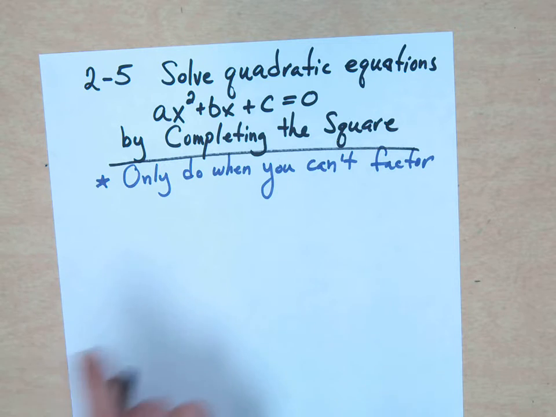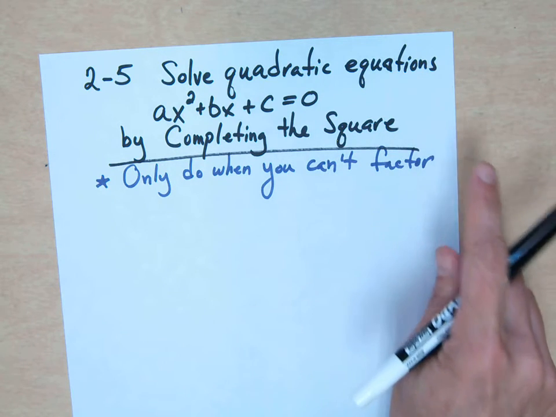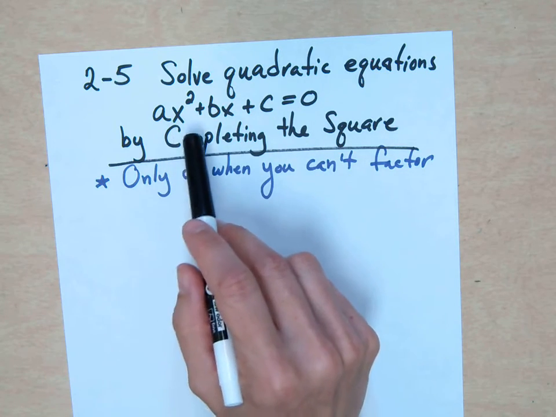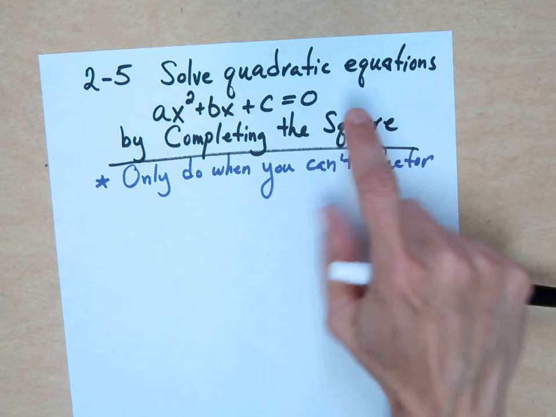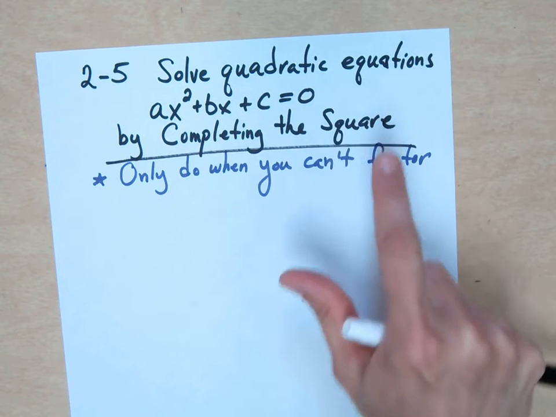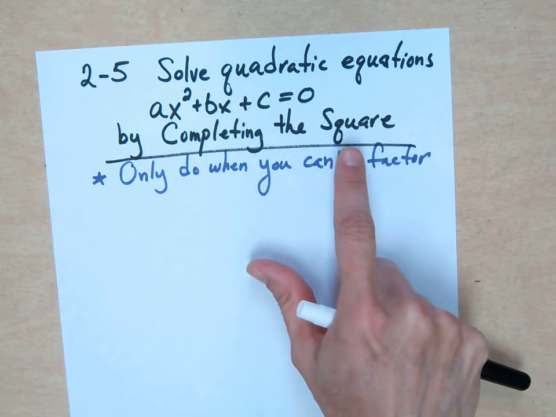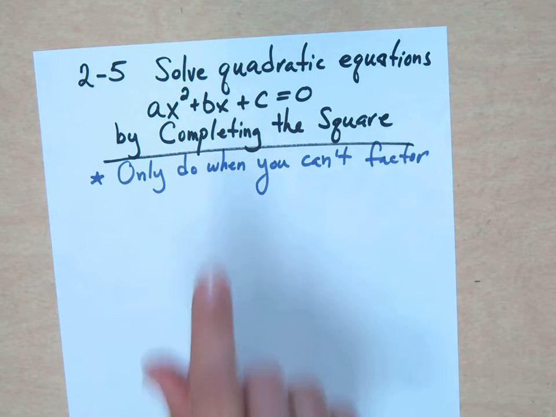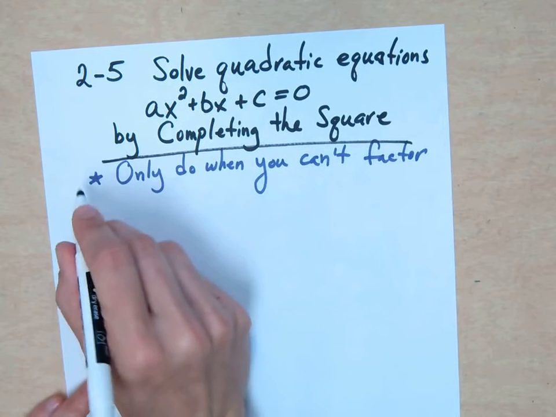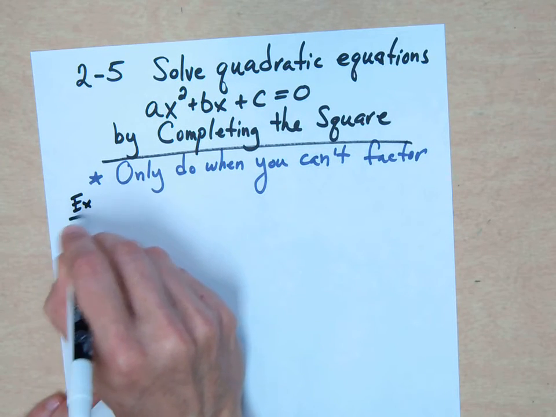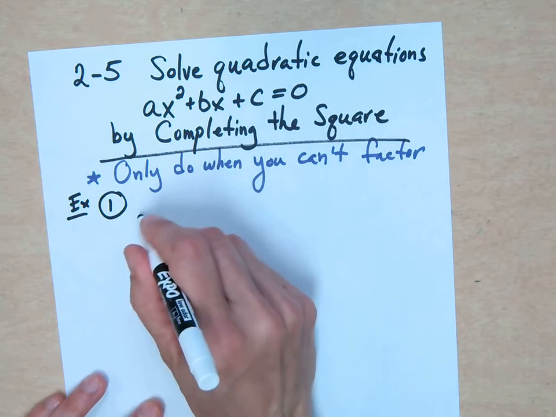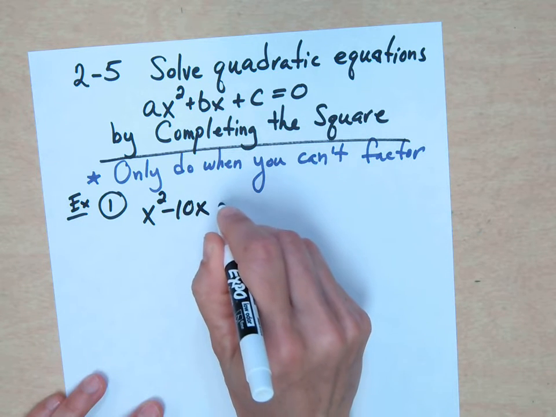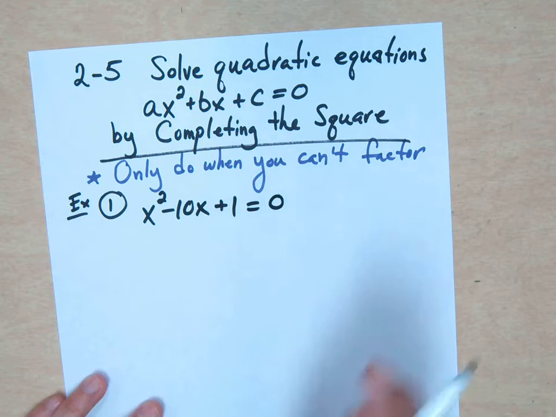How to solve quadratic equations that are in standard form, ax squared plus bx plus c equals 0. It's really important that you get something equal to 0 by completing the square. We only need to do this when we cannot factor. So, for example, example 1, I would like to solve x squared minus 10x plus 1 equals 0.